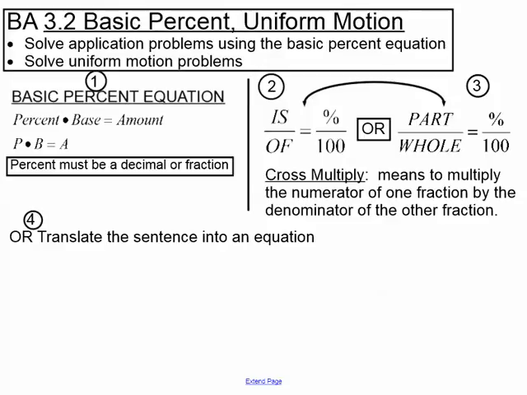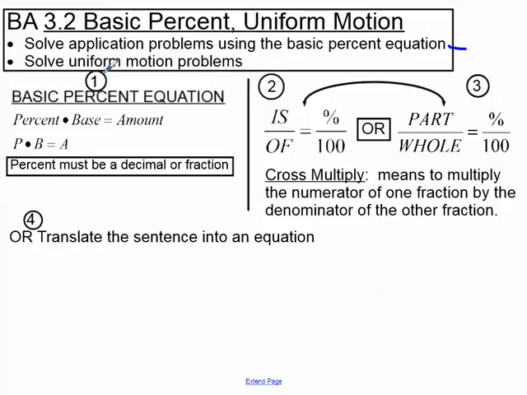All right, so we're talking today about basic percent and uniform motion later on, but right now basic percent. So we're going to talk about just basic percents. We're going to solve applications here using the basic percent equation. And the book talks about using the basic percent equation. We'll talk about that. We'll talk about other ways to solve percents as well. We're also going to talk about uniform motion problems, but that'll be in future videos.